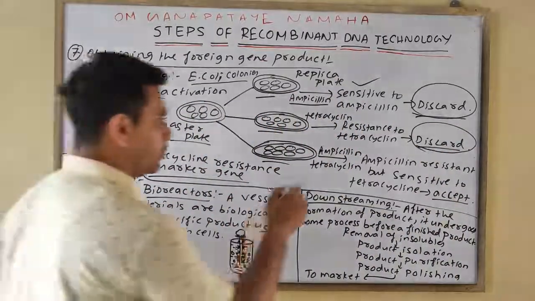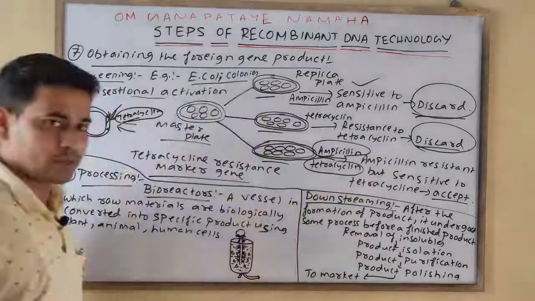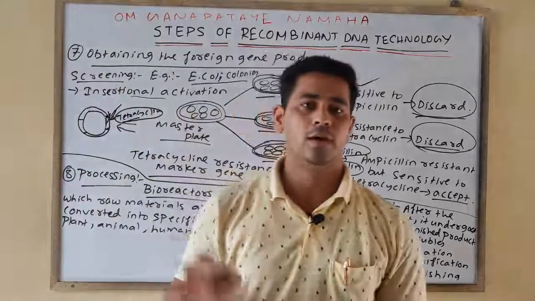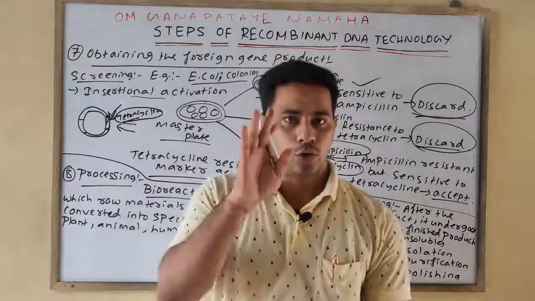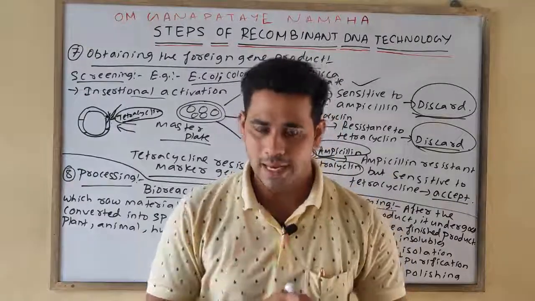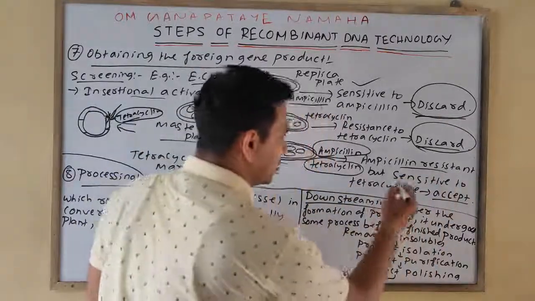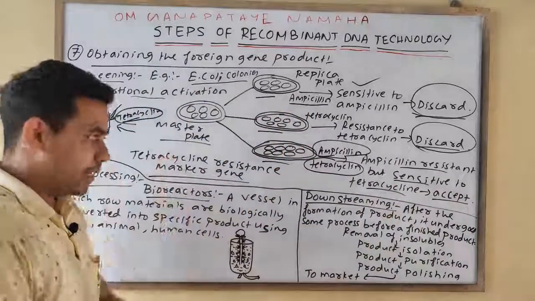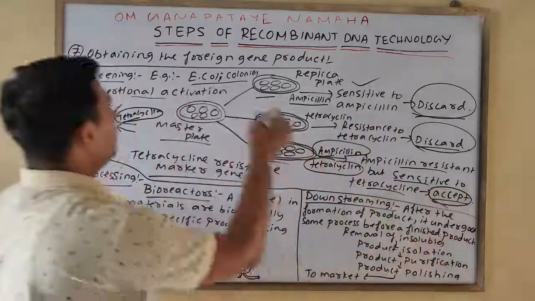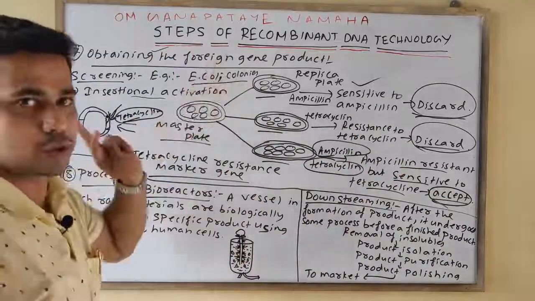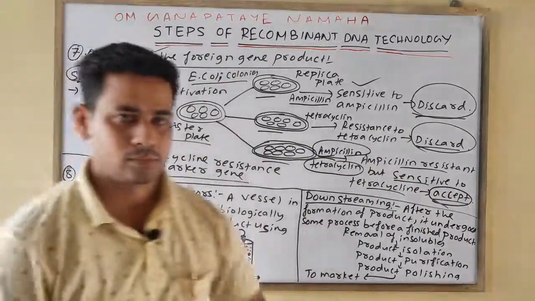But if we apply both ampicillin and tetracycline, those that have the recombinant DNA should show resistance to ampicillin and sensitivity to tetracycline. So here the recombinant DNA is present, and this one is accepted. This one is your foreign gene product, which is identified by screening with the help of insertional activation.